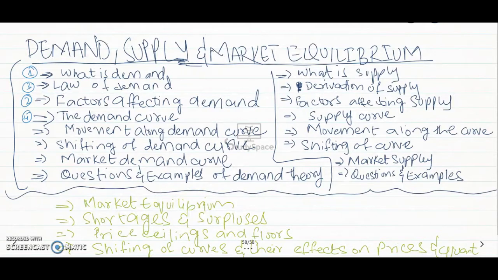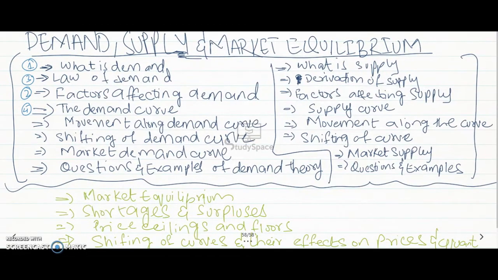After that we will look upon the supply, and once we are done with the supply, we will look upon how these forces of demand and supply interact in the market to create the market equilibrium. We will also look upon the factors that create shortages and surpluses and how different factors affect the market price and the market quantity. So first of all, we'll just start with the demand.